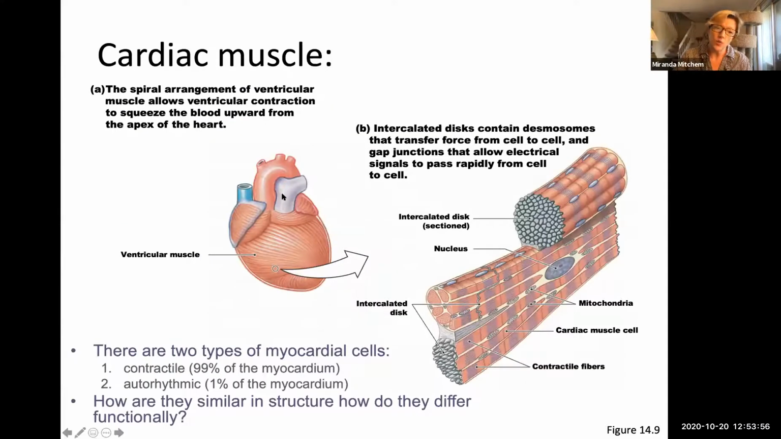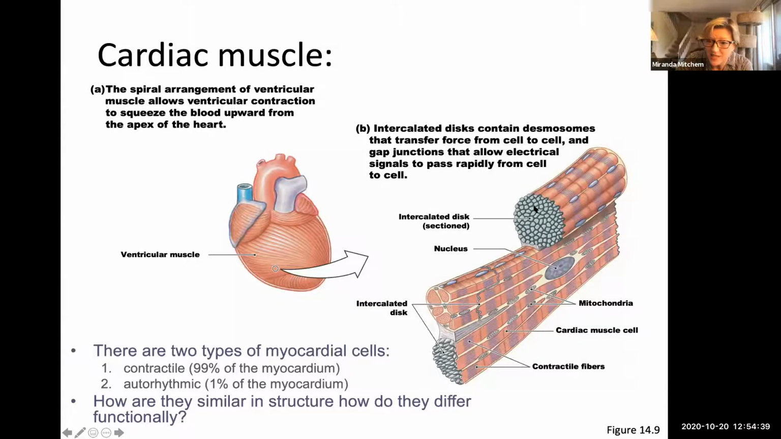Okay, so let's look here at the spiral arrangement of the muscle. It's all designed to squeeze from the apex at the bottom of the ventricle in a coordinated way so that it literally squeezes the blood up and out. So even the anatomy of the heart facilitates its contraction to push the blood up and out of the heart.